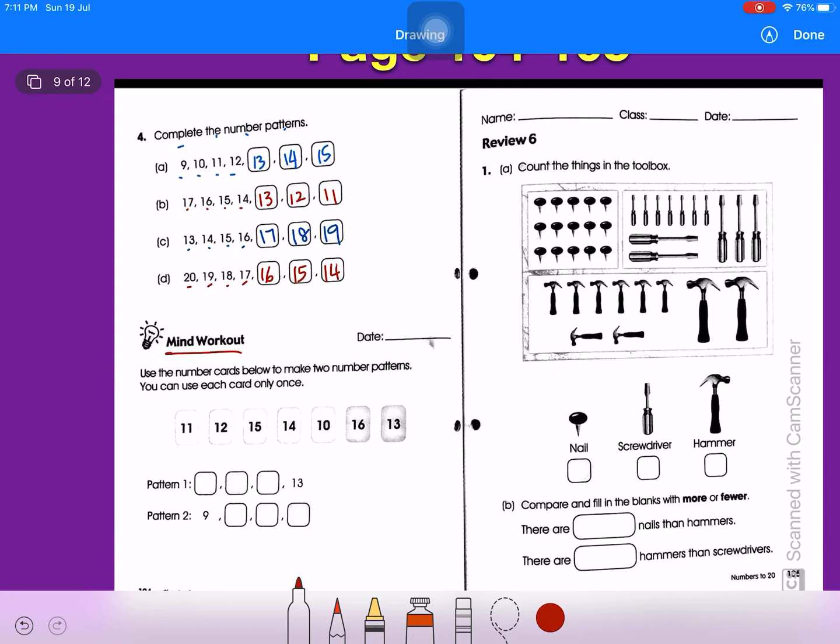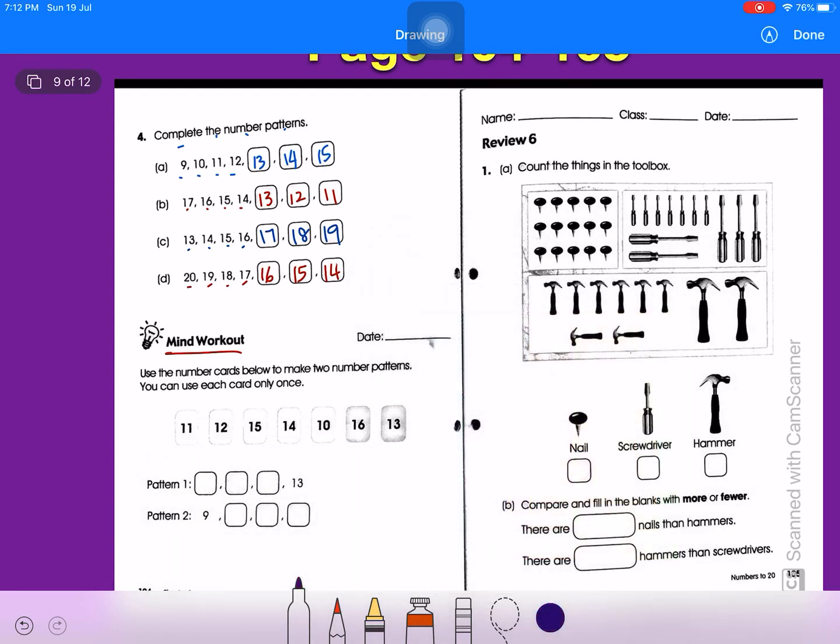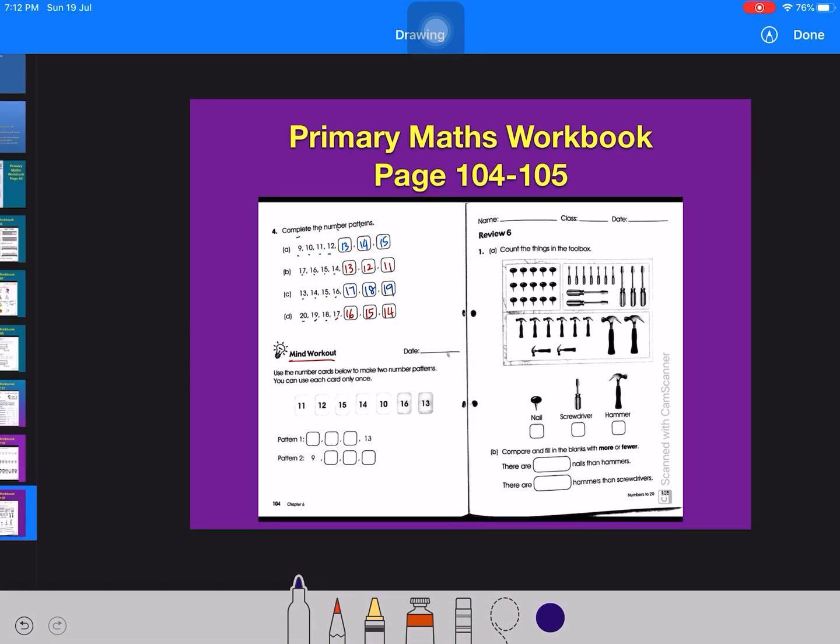Wait. What are that? Change color. What happened? Wait.